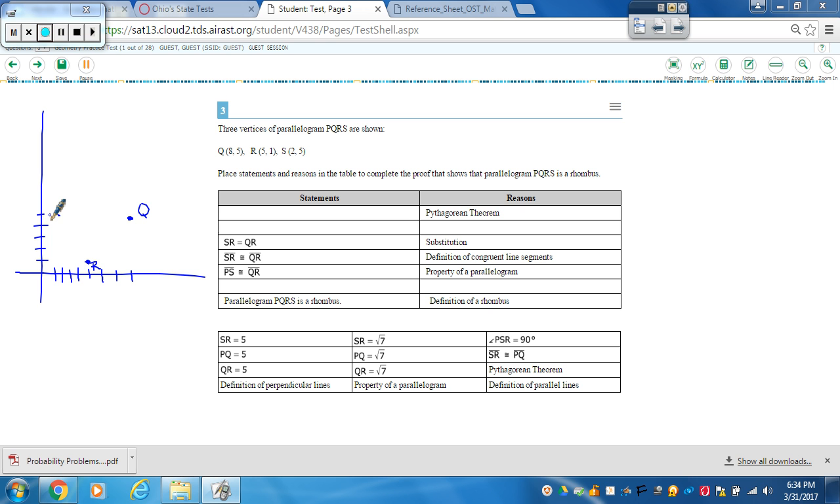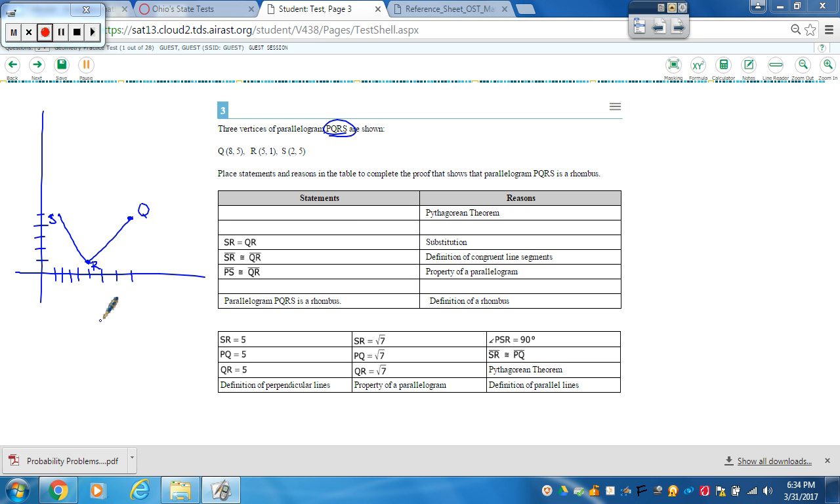Okay, now, here's the deal. I have to figure out where point P is going to be, because that's what we're trying to figure out, that this is a rhombus. And so if I go ahead and connect these points, I want to pay close attention to the wording, my labeling, PQRS.